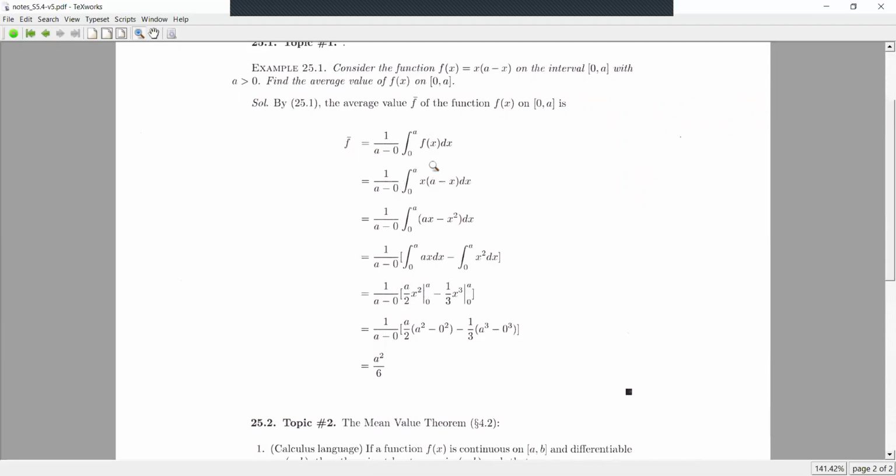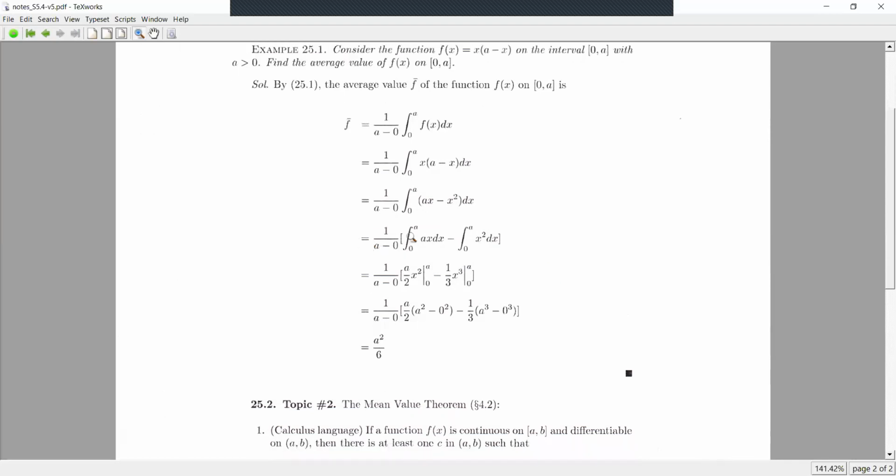Now, let me compute this integral. The function in this integral is a product. I expand the product, okay, by distributing x to the two terms, a and x, okay. Then apply the difference formula for integral, I get this equation. Okay, now we have two integrals to compute.